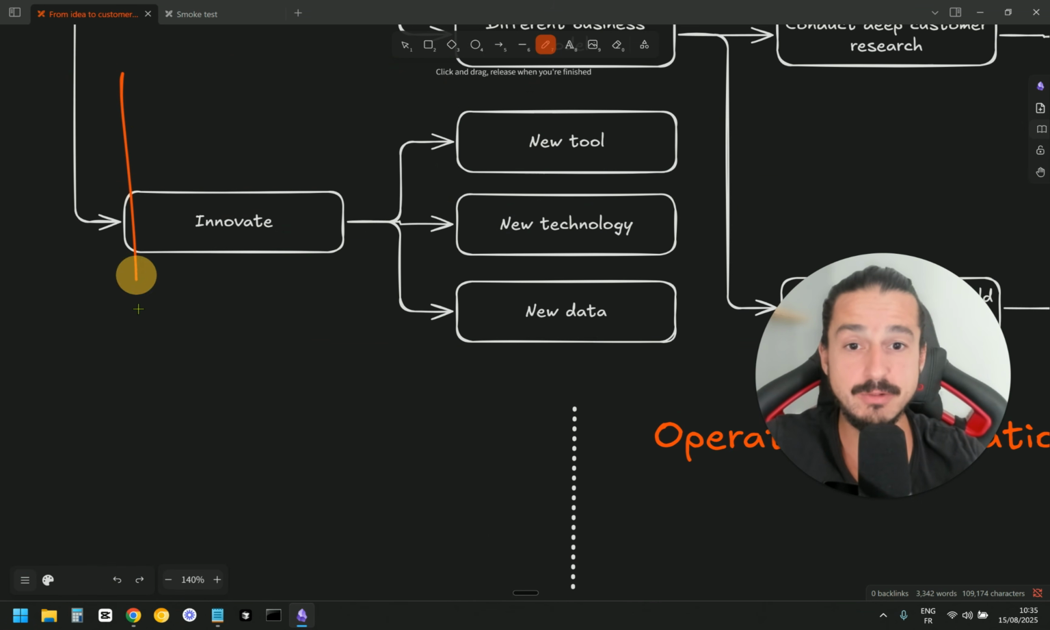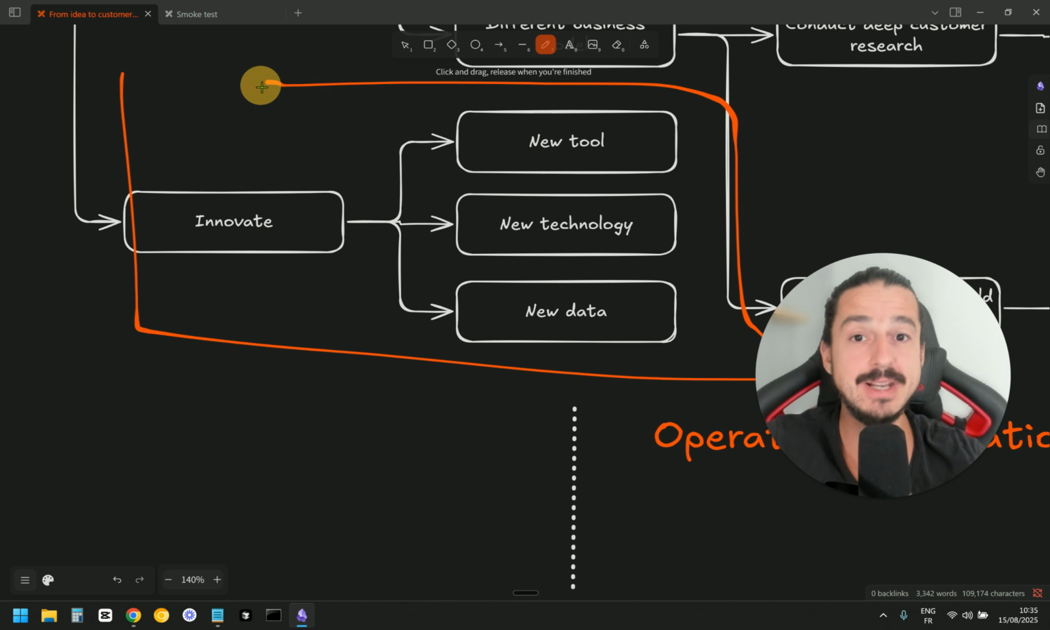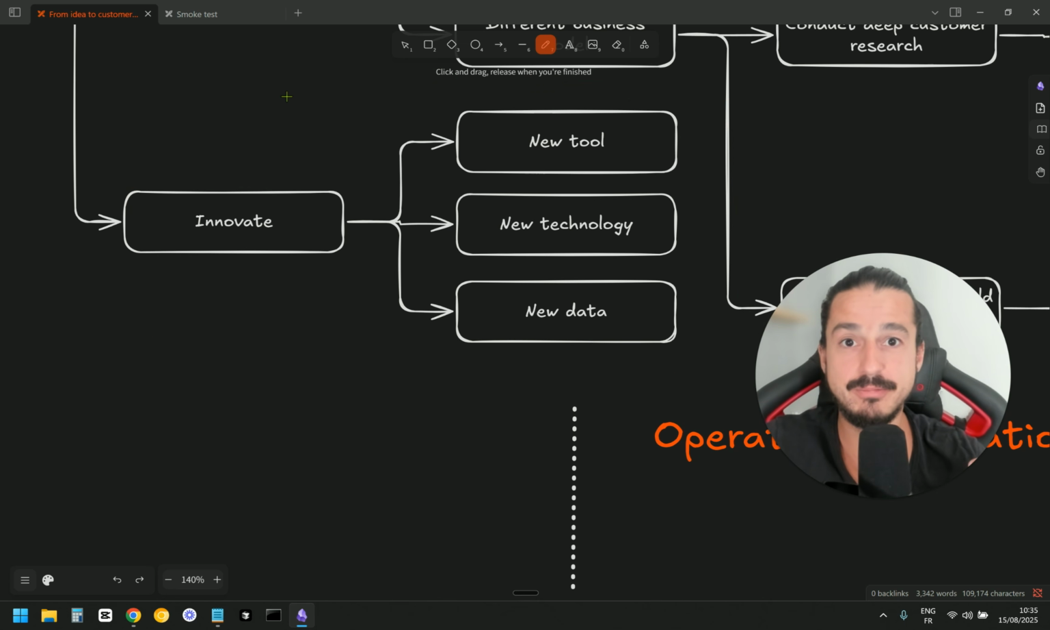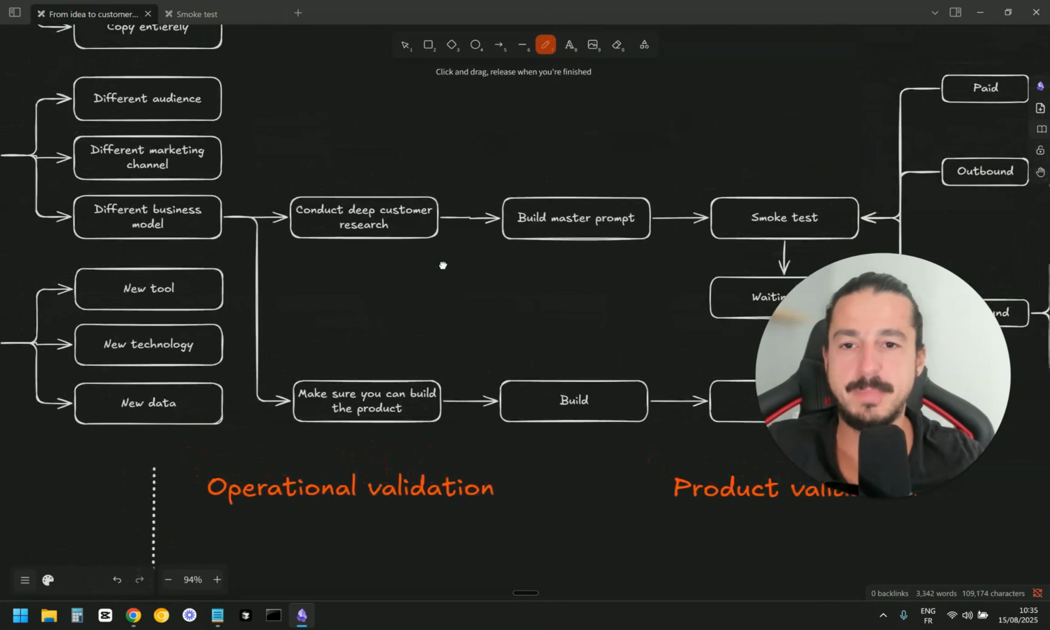While when you innovate, it's not a matter of execution anymore. It's a matter of, did you pick the right idea? And that's a completely different problem. All right, let's move on.